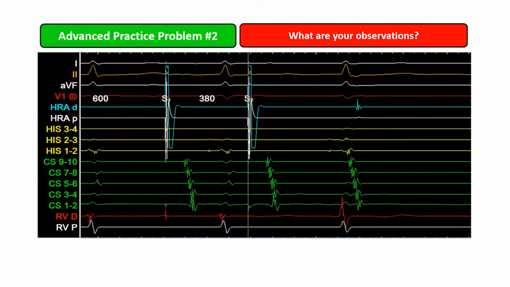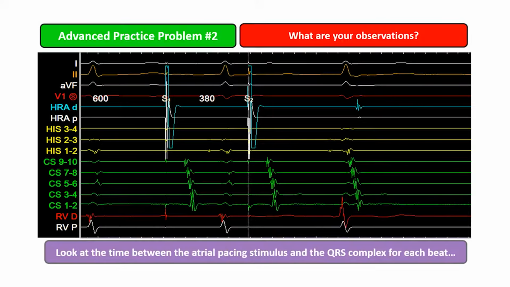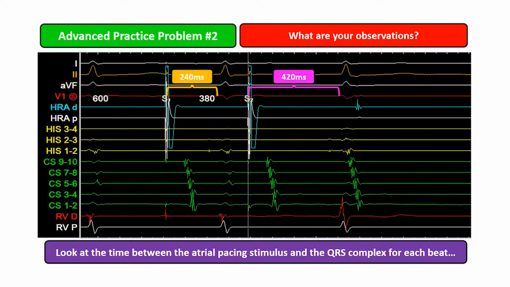Well, one of the first observations we can make here is that we have different timings between our atrial pacing impulse and the QRS complex on each beat. We can see this on the surface 12 lead. The time between the S1 and the surface QRS is 240 milliseconds when we pace the high right atrium at 600 milliseconds, or at 100 beats per minute. But after delivery of a PAC, we can see that this draws out to 420 milliseconds. So how would you explain the differences in conduction between the two beats?